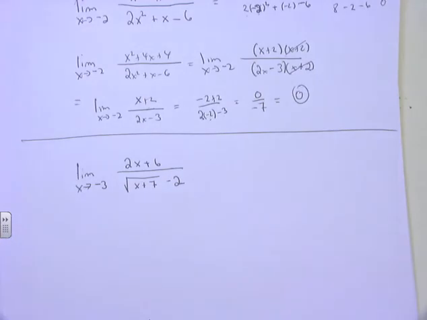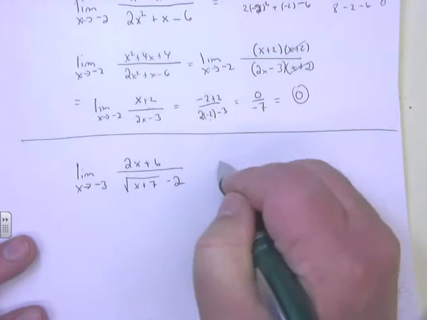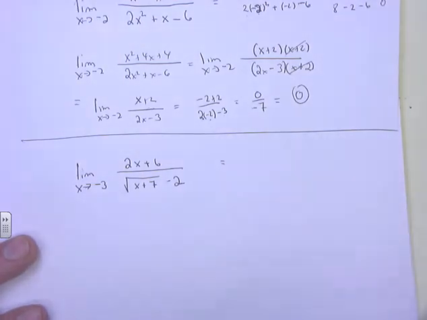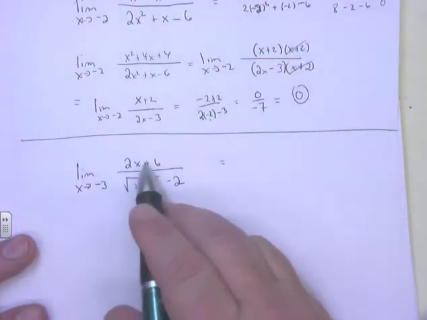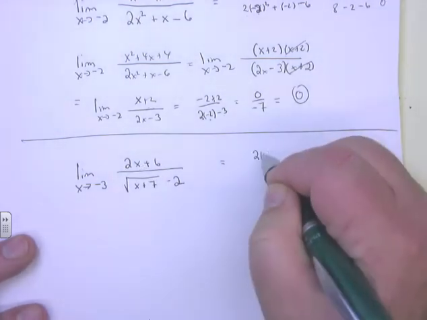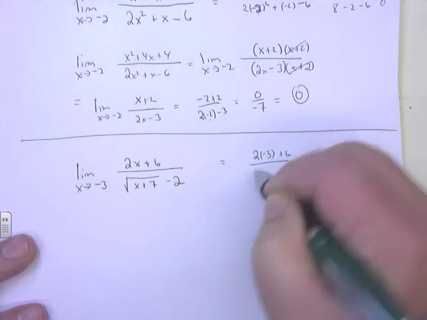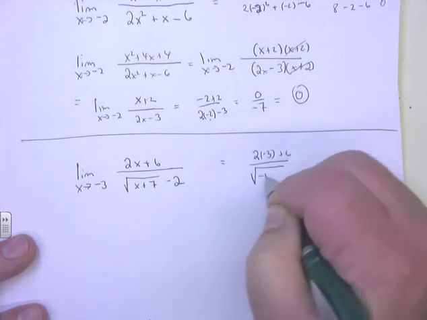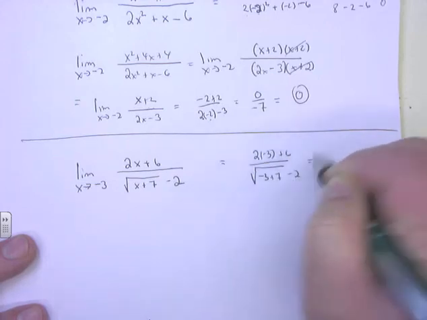All right. Something new has been added. Okay, so here we go. Take the limit as x approaches -3 of (2x + 6) divided by the square root of (x + 7) minus 2. First rule of limits, what you going to do? Plug it in. When I plug it in, I don't write limit anymore. We just plug in the value. 2 times -3 plus 6 divided by the square root of (-3 + 7) minus 2.